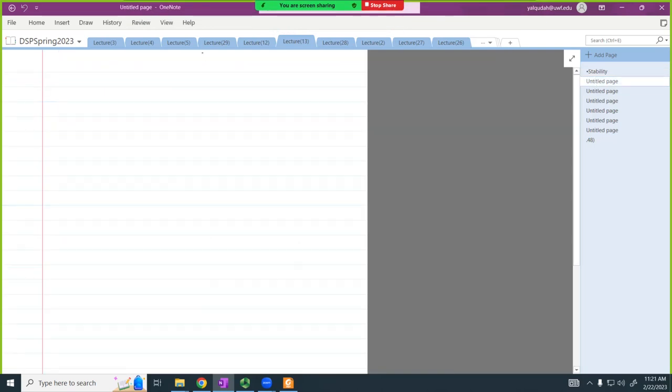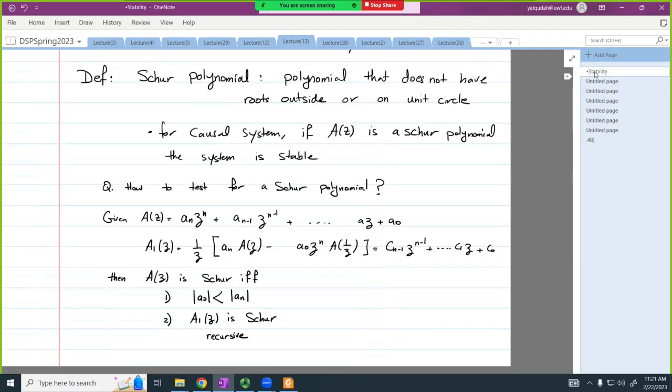I didn't finish that condition. The absolute value of a_0 is less than the absolute value of a_n. a_0 must be less than a_n. And the same thing: A1(z) is Schur, and therefore c_0 is less than c_{n-1}.